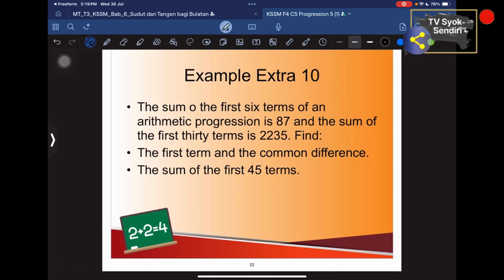Okay, now let's move on to the next one. That is your extra 10. Now they're telling us the sum of the first 6 terms of your AP is actually 87. So this one, I just write it down. And the sum of the first 30 terms is actually 2235. Find the first term and the common difference. They want us to find the first term and also the common difference.